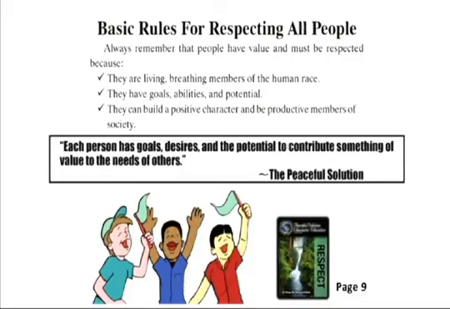It says basic rules for respecting all people. Also says they have goals, abilities, and potential. Everyone has goals, abilities, and potential. And sometimes we don't see their potential right away.